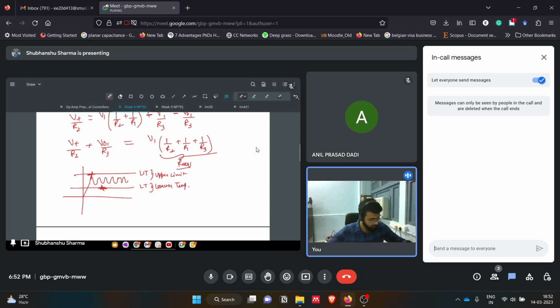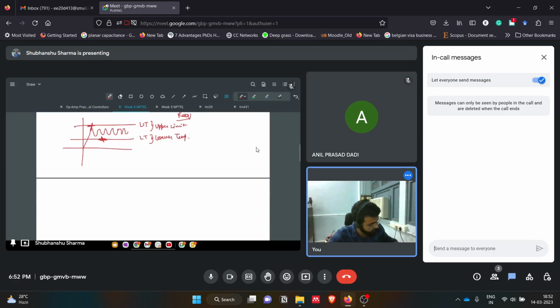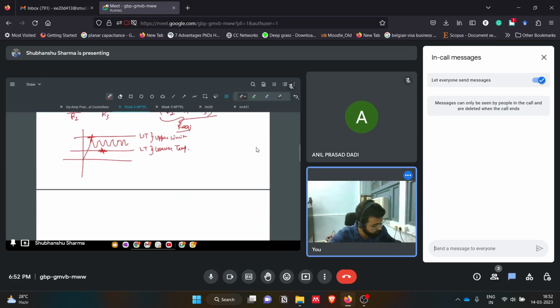So this is the basic Schmitt trigger principle which we saw by using the two reference voltages, one this and another this. In the experiment also we'll see. I think we'll see in the week 7 lectures how we'll be using this. So now we'll come to the signal conditioning.